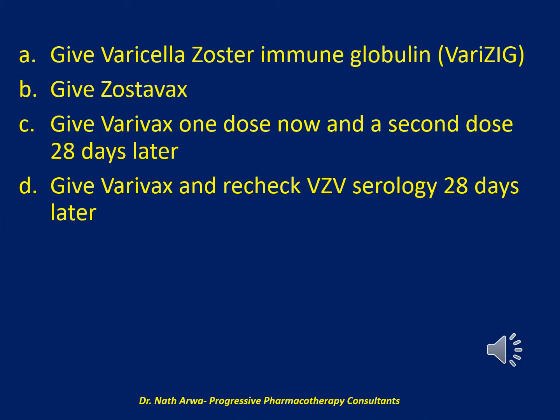Would it be A. give varicella zoster immune globulin, Vari-Zig, or B. give Zostavax, or C. give Varivax 1 dose now and a second dose 28 days later, or would it be D. give Varivax and recheck VZV serology 28 days later? I will give you 10 seconds to choose the correct answer to this question from the listed options.